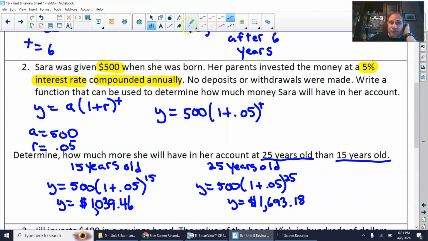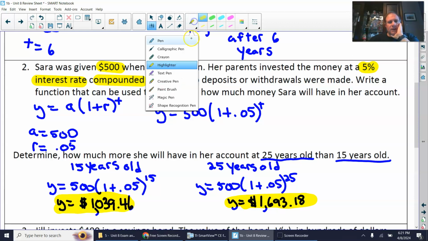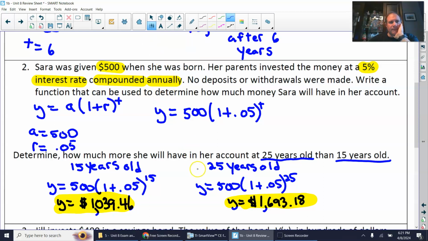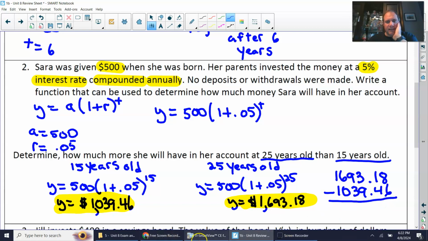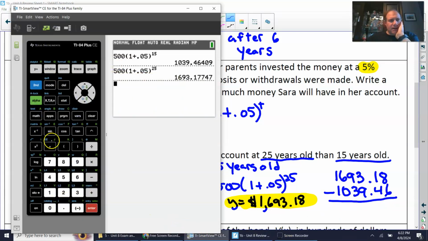So we have these two answers here, but that is not the full answer, because they were looking for how much more money will she have in her account at 25 years. So we're going to put 1,693.18 minus the 1,039.46. And that's what we'll do in the calculator when we bring it up.